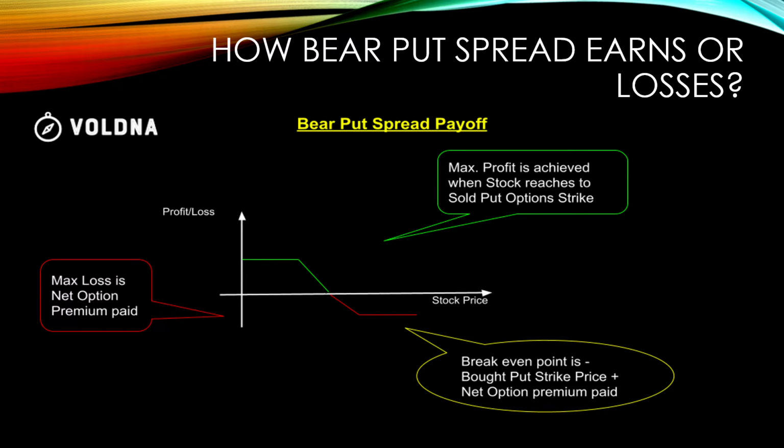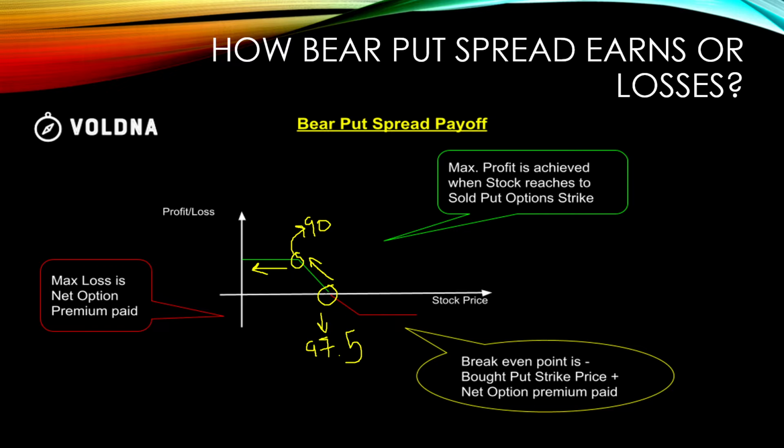So how this strategy earns or loses with respect to change in the stock price, we will discuss here. This is the break even point. In our example, this was the price of $97.5. That means the strike price of the bought put option minus the net premium paid. So what would be the payoff chart? In case the stock starts falling, your strategy will start earning profits. And beyond this point, what is this point? This is the strike price of the sold put option, that is $90 in our case. So beyond this point your profit will be flat and it will be limited.